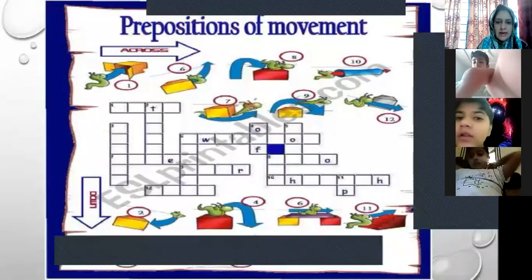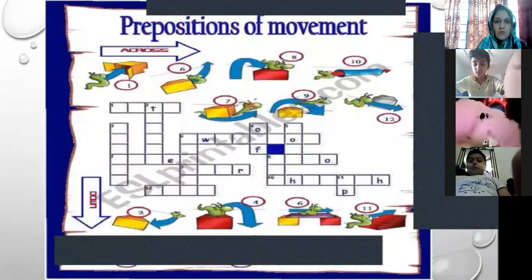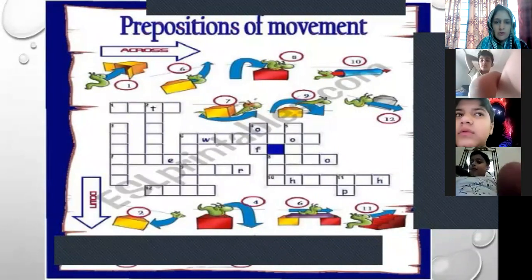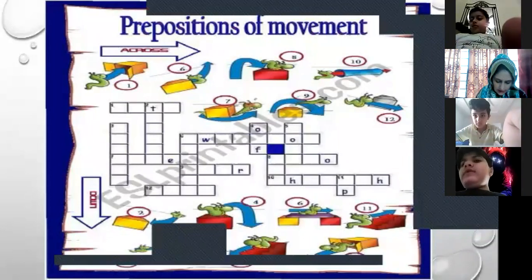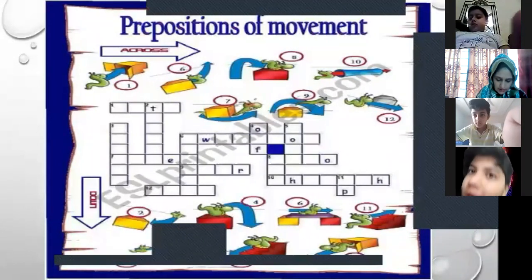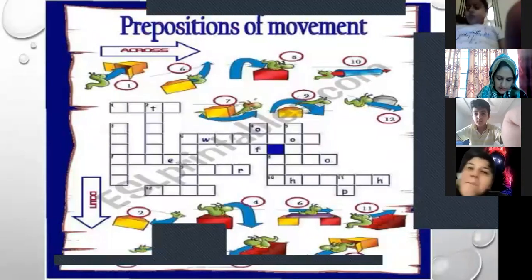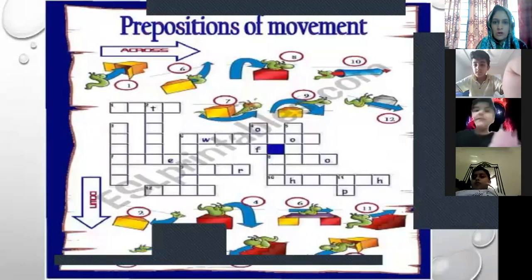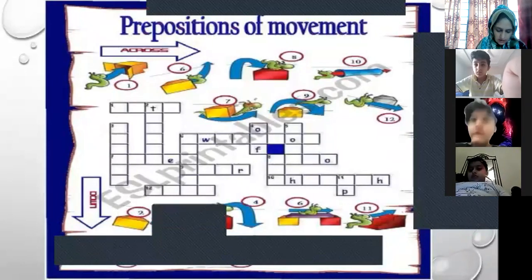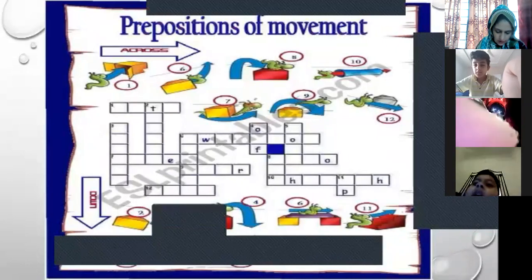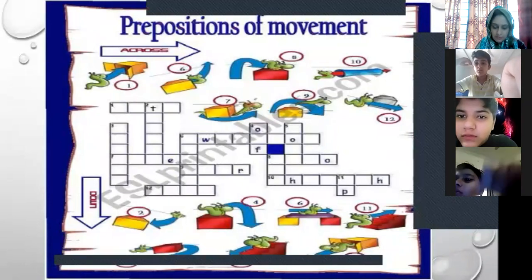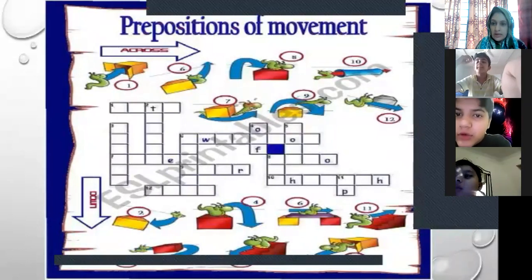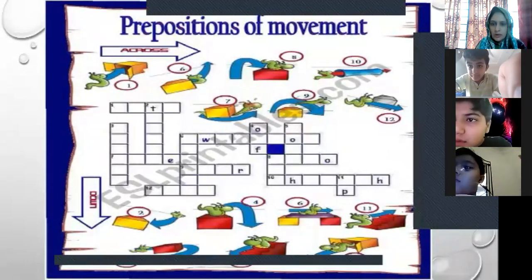So if you look at number 6, it says away from. Number 6, it's away from, right? If you look at number 8, what it says, it's onto. Number 7 is under. Number 9 is over. Number 12, if you look at number 12, it is going past.